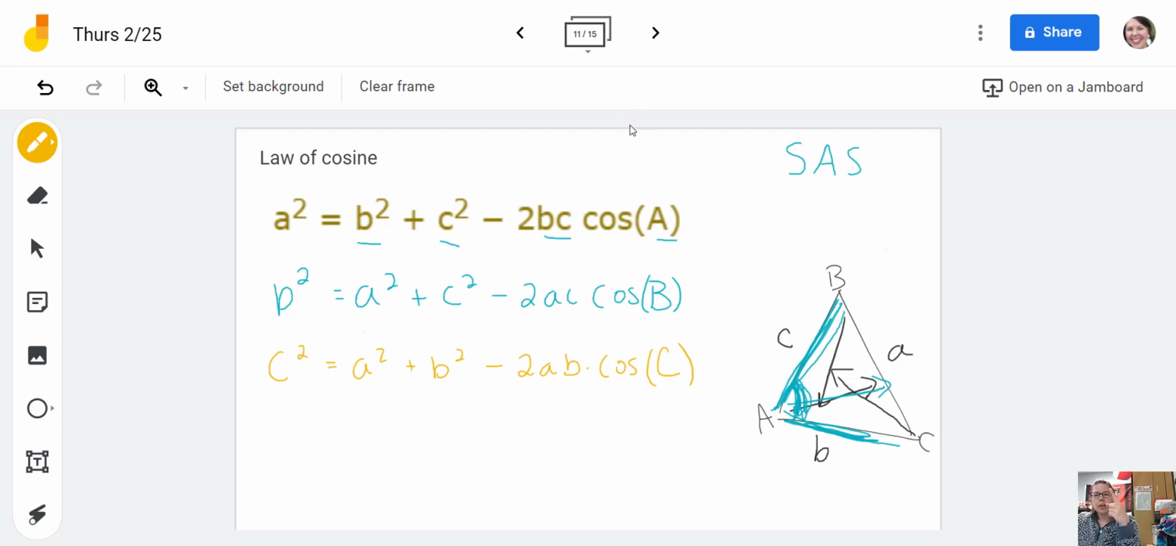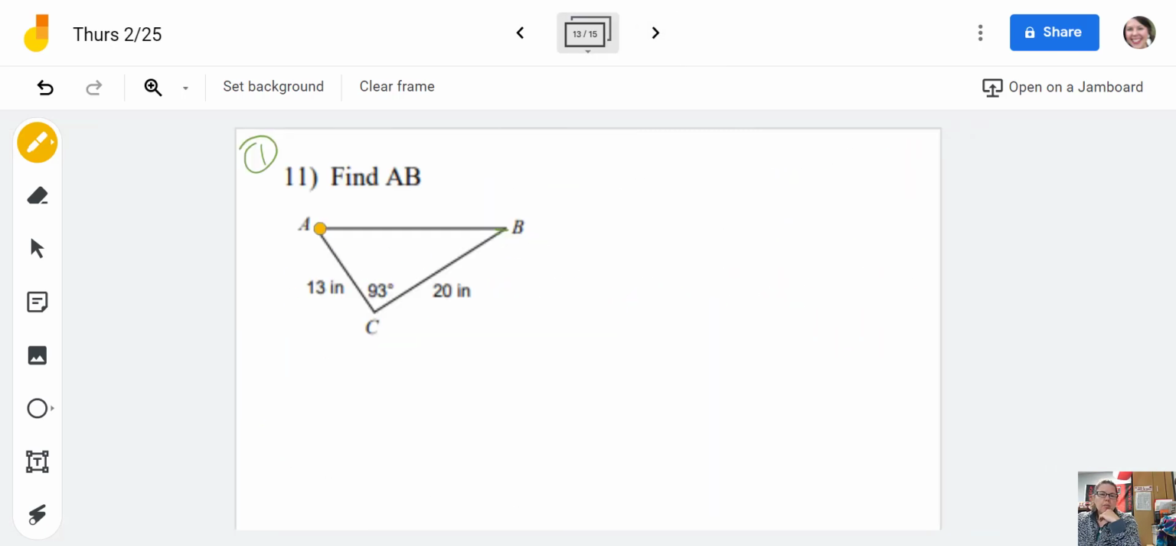Let's do number one together. On your Go Formative, this is number one. You can notice here that we have a side, another side, and the angle measure that's in between. We have angle C, so that means we're going to be solving for side C, or side AB. It can be called either one. That means I'm going to use the C squared equation. So I need side A, I need side B, minus 2AB cosine of the angle across.